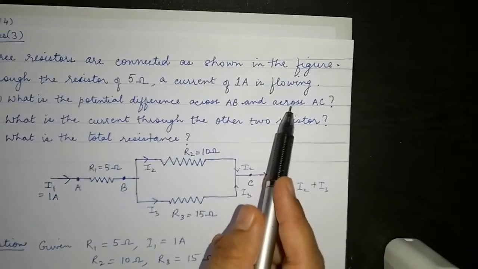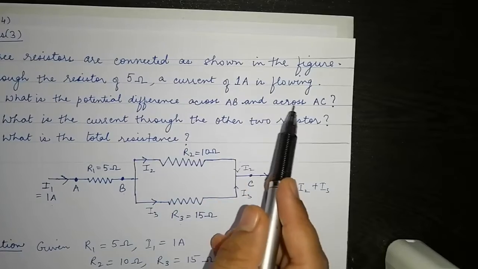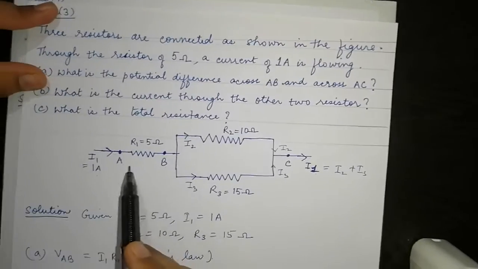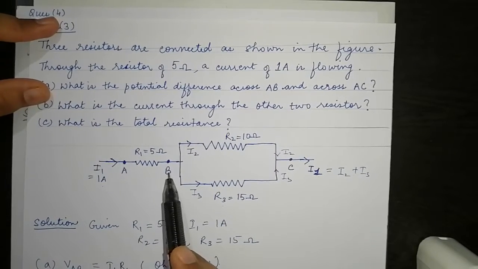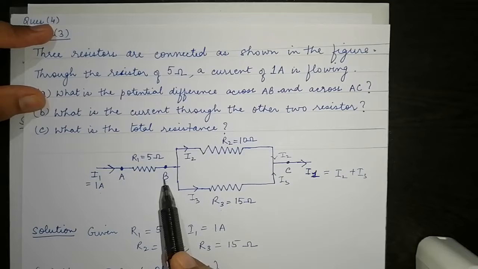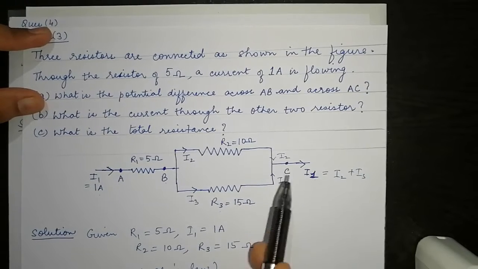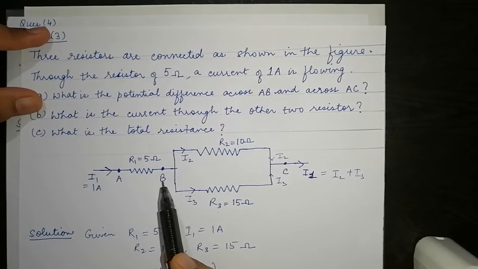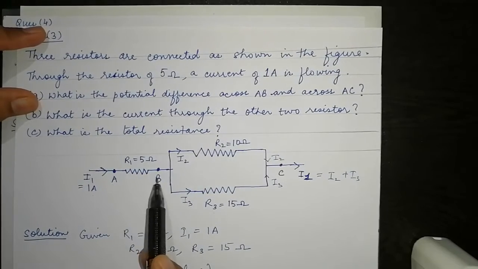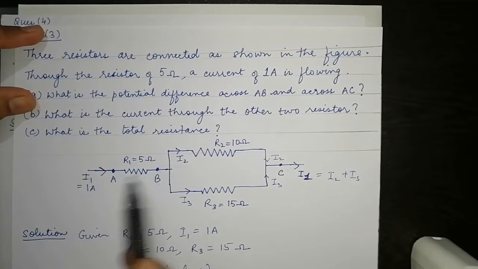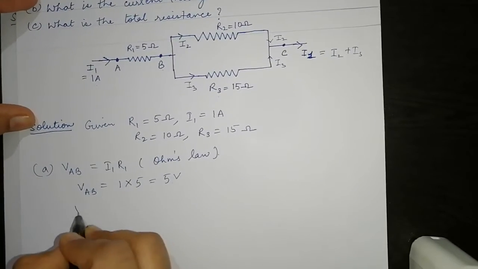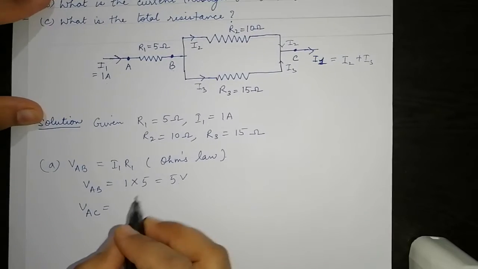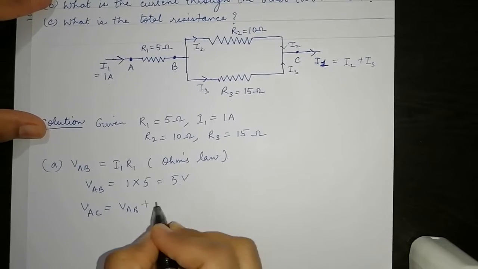But here you can see we have another part. What is the potential difference across point AC? So you see, students, point AC. To know the potential difference across point AC, we should know the potential difference across points B and C. So once we calculate the potential difference between points B and C, we can easily find the potential difference across AC by adding them, right? So now VAC is nothing but VAB plus VBC, right?